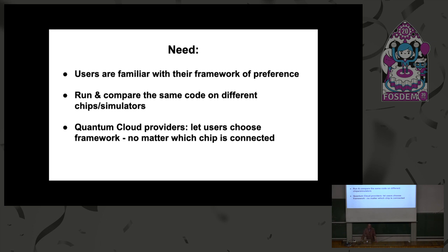For example, Amazon is using a Rigetti quantum computer as a provider for a chip. And now the question is which framework those quantum cloud providers will allow you to use. For example, when you tomorrow register with Amazon and open your quantum box, you have multiple quantum computing chips connected. And what will you use to program those chips? If it is Rigetti, you need to use PyQuil. And what if you are familiar with Qiskit? Then you need to switch to a new framework. For quantum cloud providers, I think it's best if they let users choose whatever framework they want to use, no matter which chip is connected.